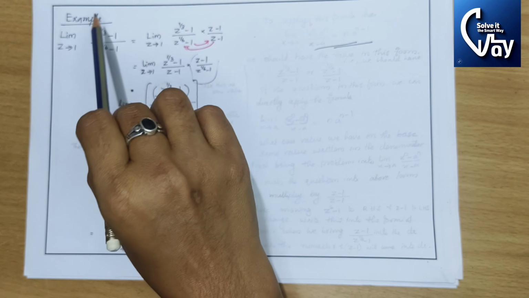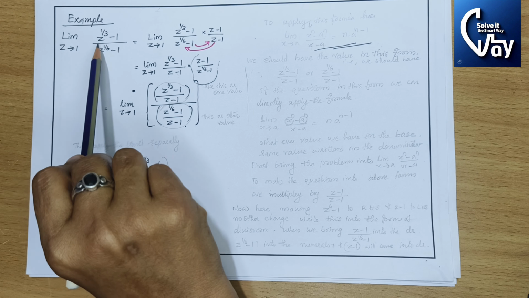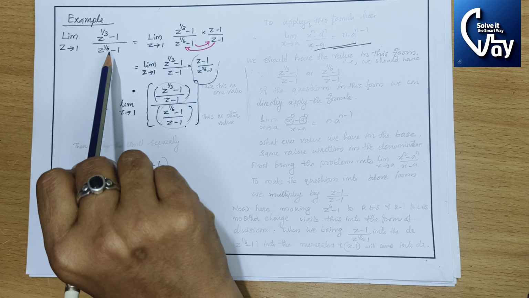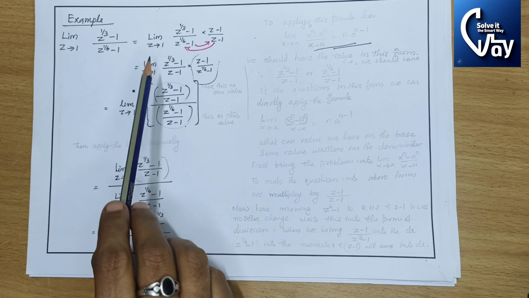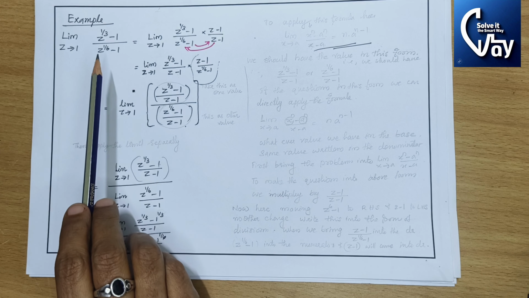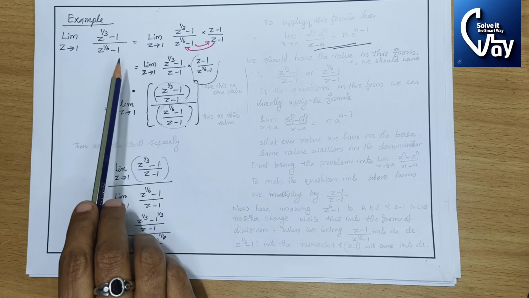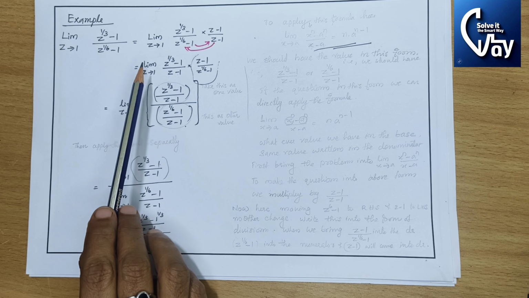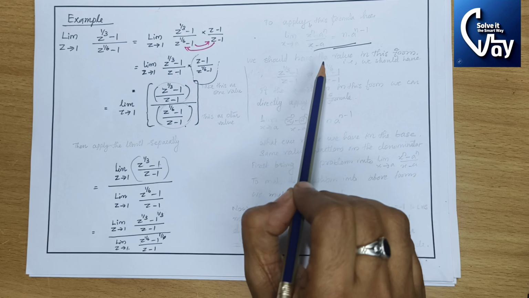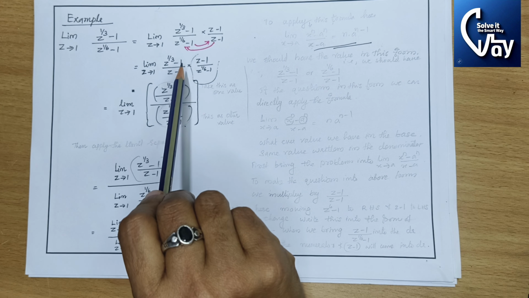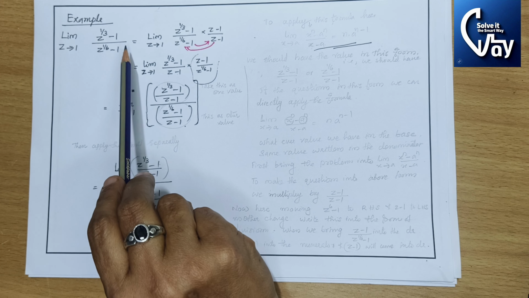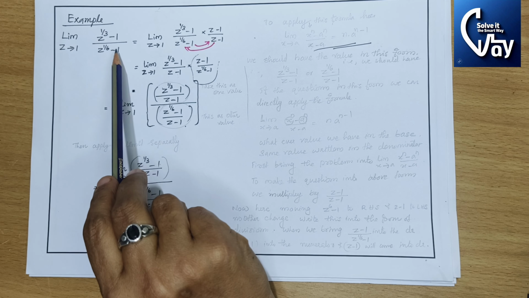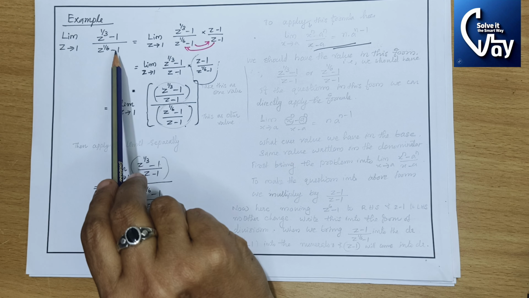Here one example is there. Limit z tends to 1, (z raised to 1/3 minus 1) by (z raised to 1/6 minus 1). To apply this formula here, this is in the form of limit x tends to a, (x raised to n minus a raised to n) by (x minus a), that is equal to n a raised to n minus 1. So we should change this question into the form of our theorem.